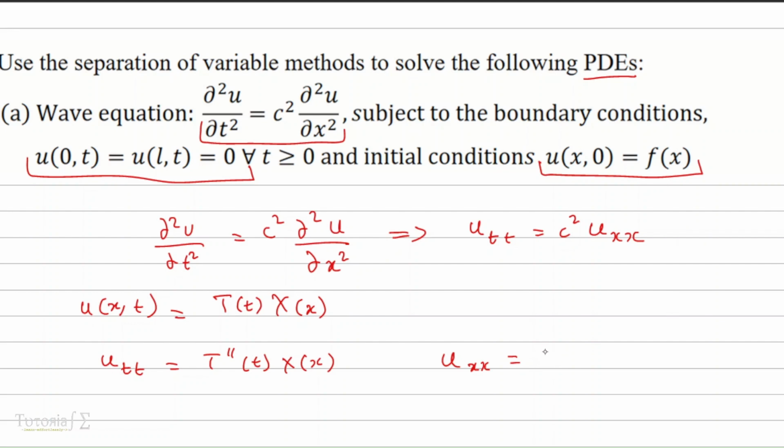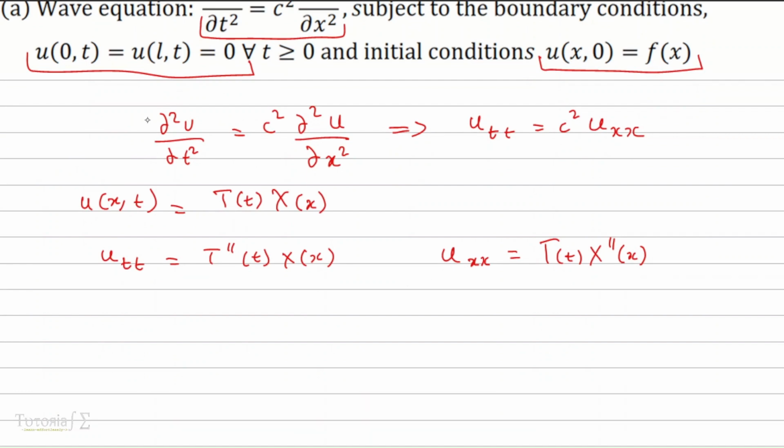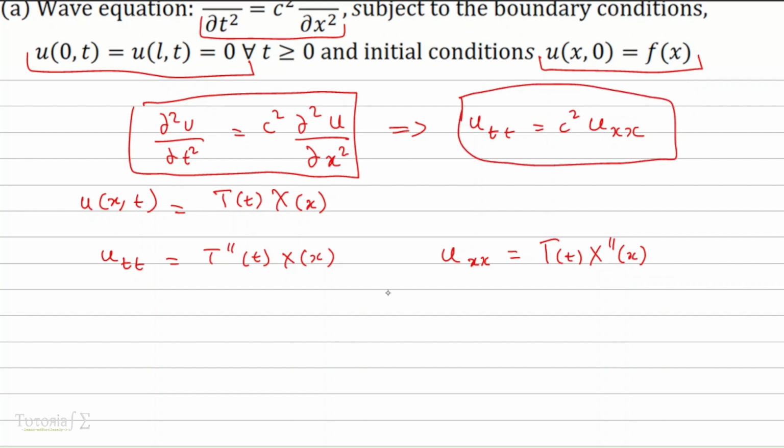We're differentiating with respect to x, so it's going to be T of t, then X double prime of x. So we'll replace these two in our original wave equation. What are we going to have?